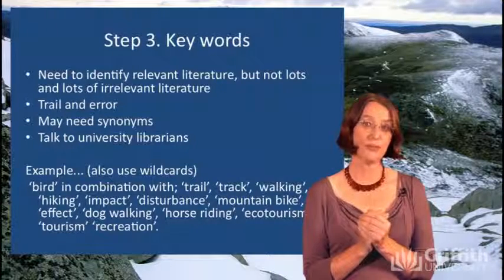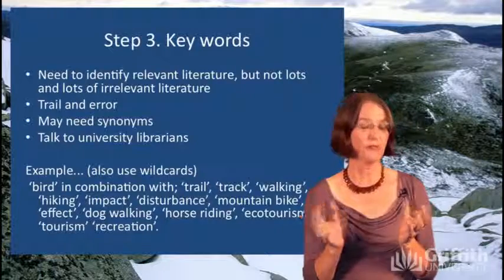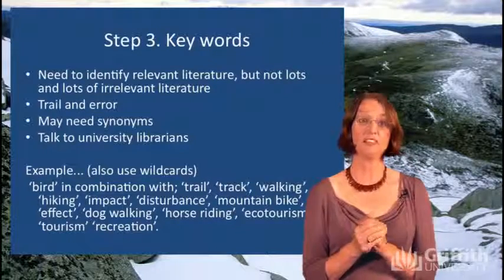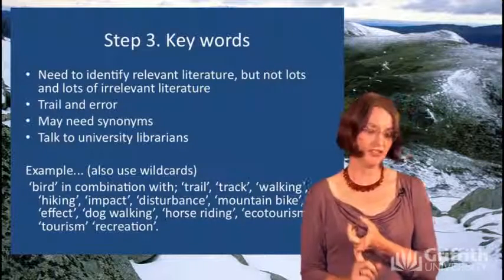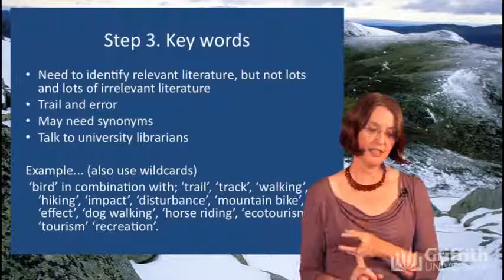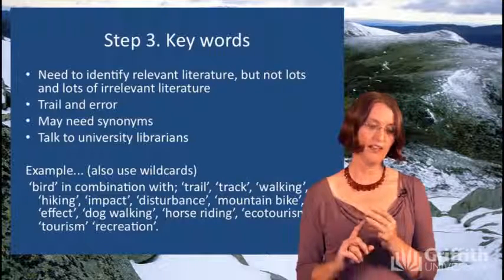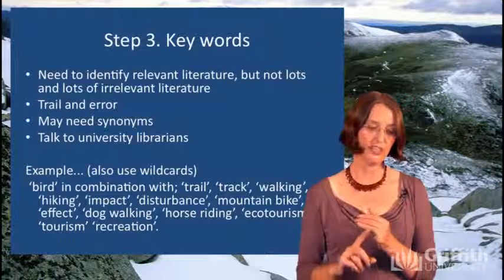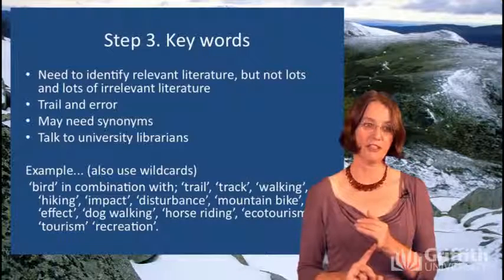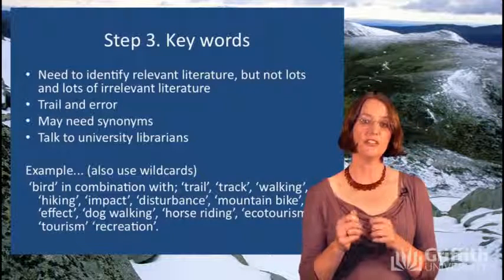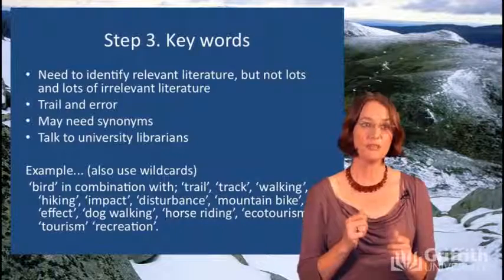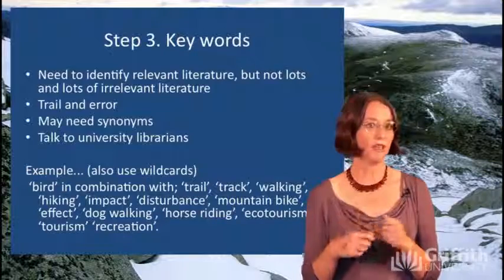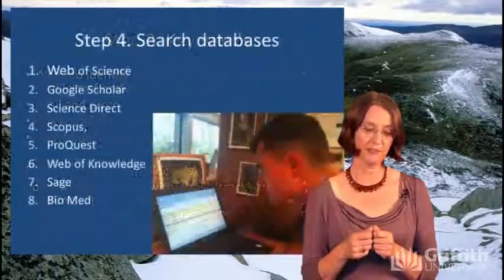Now, an example of the ones that we ended up using for this more diffuse topic, community gardens was easy, but for looking at the impacts of non-motorised nature-based activity on birds, we had birds, which worked well in combination with trail, track, walking, hiking, impact, disturbance, mountain biking, effect, dog walking, horse riding, ecotourism, tourism, and recreation. So what you'll find is you'll need to search multiple times through even one database using different combinations of these to make sure that you really are picking up all of the papers that you need.